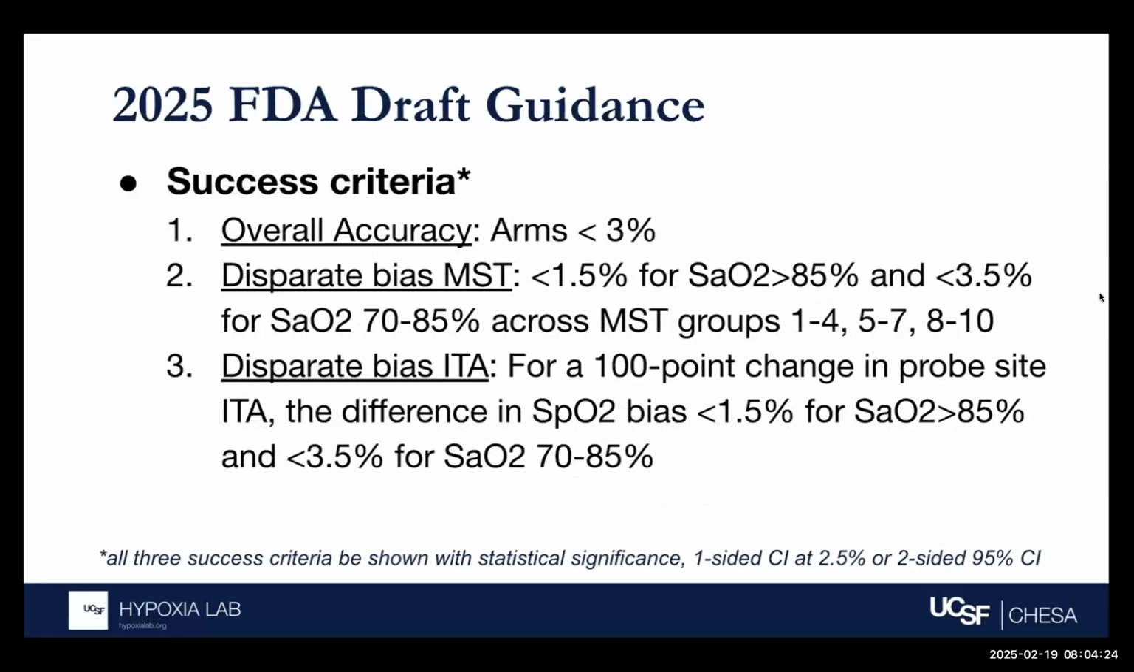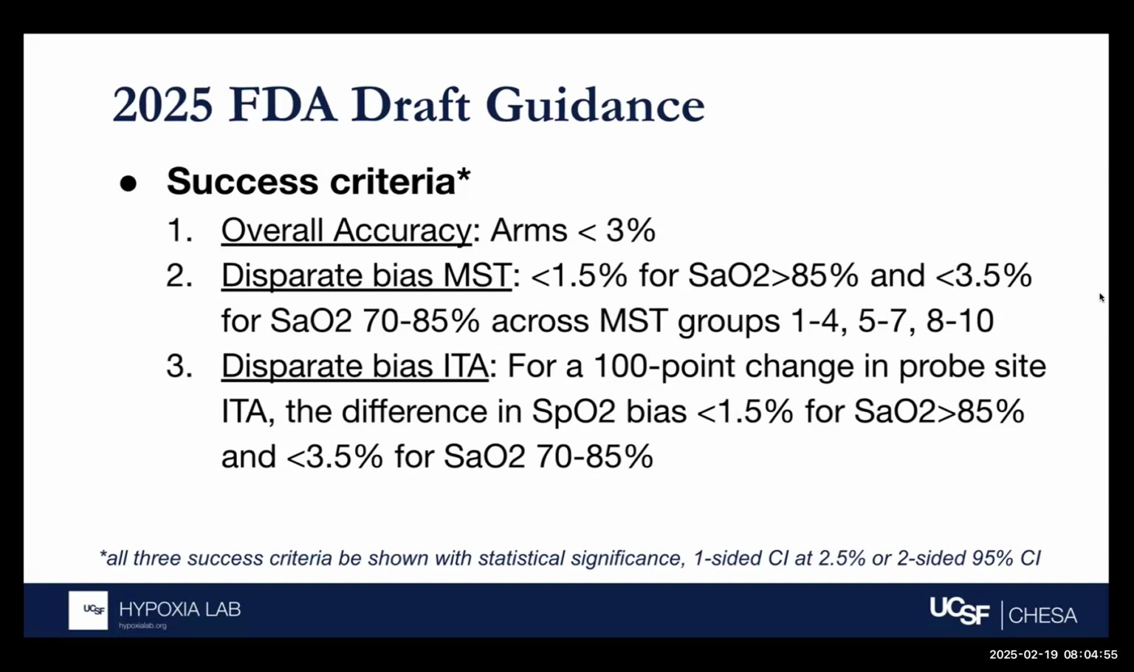The success criteria for a device that would be considered to have an acceptable level of performance, overall accuracy is ARMS less than 3%. That's a change from previous where it was less than or equal to 3% for finger probes, and then less than or equal to 3.5% for ear clip probes or reflectance devices. Now all devices are less than 3%, and there's the new addition of a 95% confidence interval. So that's a relatively significant change for the ARMS.